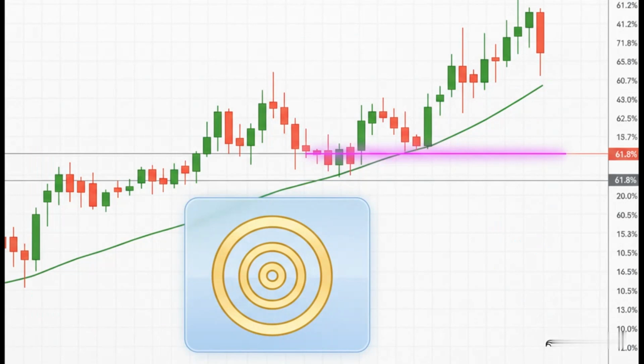So you've drawn your Fibonacci levels, and price is coming down to that 61.8% retracement.